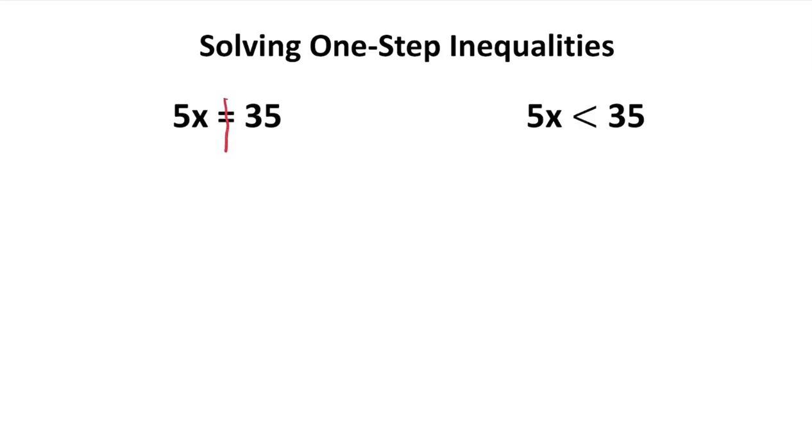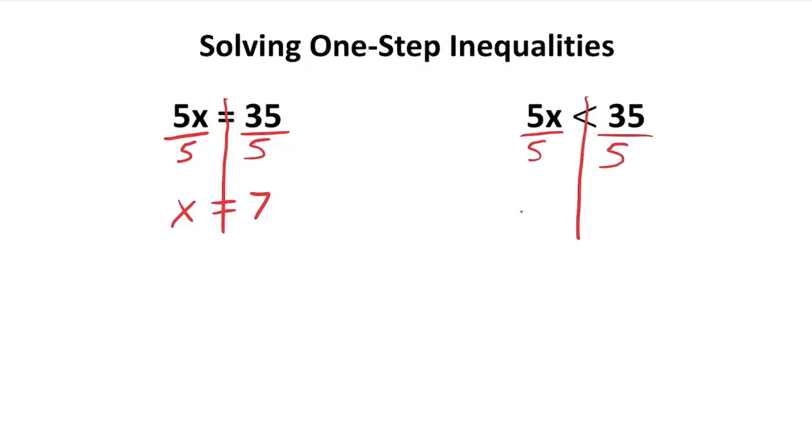Same thing here. Anytime we have a number next to x or a variable like this, that means they're multiplying, so we need to divide to undo that. So we get x equals 7. Same thing with the inequality. You just divide 5 on both sides. X less than 7.